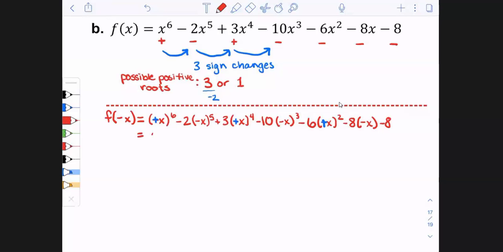Then this will be an x to the 6th. Negative 2 times a negative 1 will be a positive 2, x to the 5th. This will stay a positive 3, x to the 4th. Negative 10 times a negative x will become a positive 10, x to the 3rd. This will stay a negative 6, x to the 2nd. This will become a positive 8x, and then minus 8.